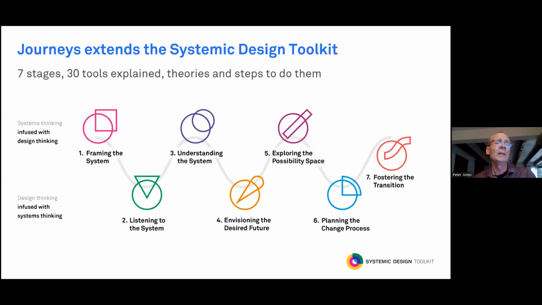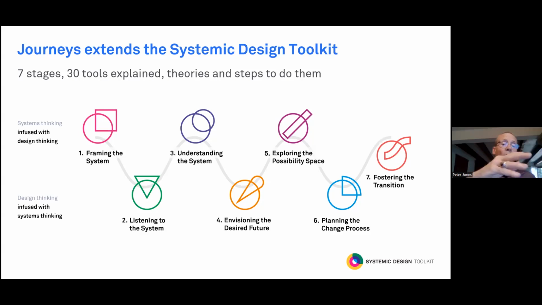And so we think of them as the top 3 here. They're actually kind of split into parallel paths. There are 3 stages which are more oriented towards systems thinking, system models that are informed by design thinking. So framing the system, understanding the system, and then in stage 5, exploring the possibility space.